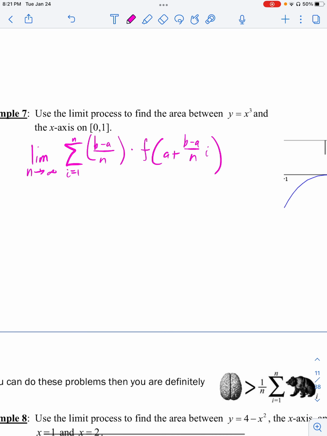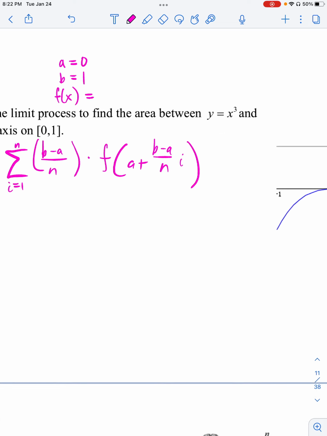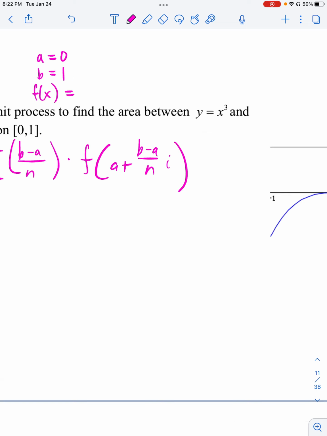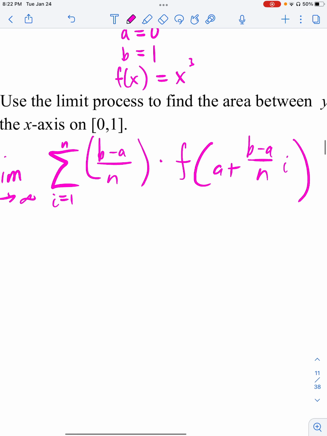So now we've got to write down what a is, what b is, and what f of x is. a is going to be equal to the left endpoint of your interval. The interval is from 0 to 1. So a is 0, b is the right endpoint, so b is 1. And f of x is just equal to our function here. So this is y equals x cubed, so f of x equals x cubed.